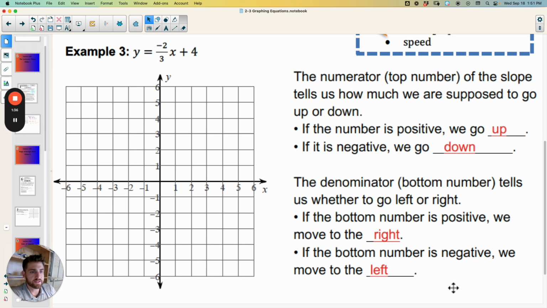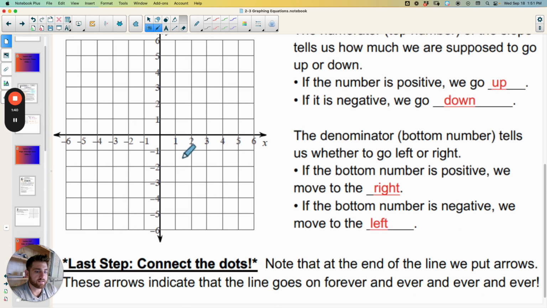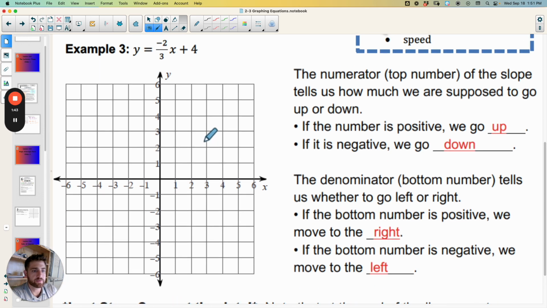So let's do this example here. The first thing I want to identify is the y-intercept. So this is my y-intercept. So we know that b is equal to 4. So I'm going to come over here on the y-axis, and I'm going to plot a point at 4. So that's my starting point. And then I want to look at my slope right here. My slope is negative 2 over 3.